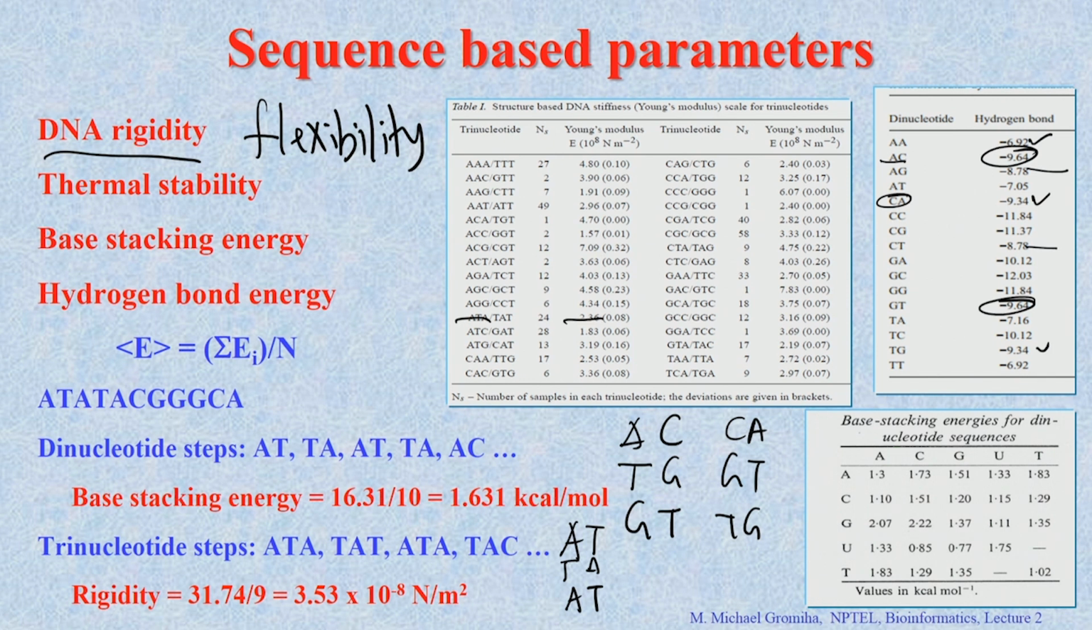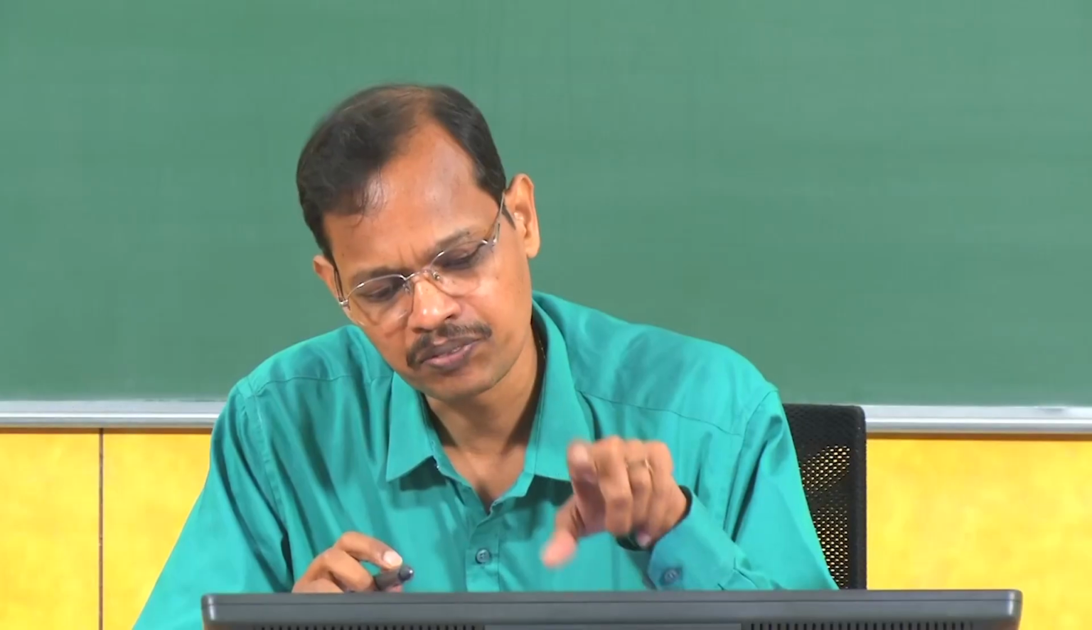Also, if you take the CCC or GGG, that is rigid, with a value of 6.07. If you compare with the known expected values, most of them match, and the main problem from this table is that in some cases we have less data.